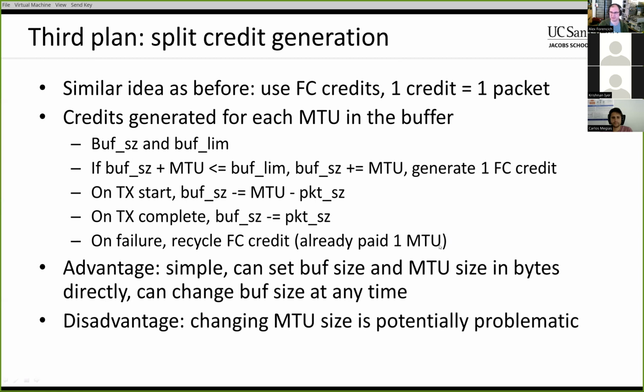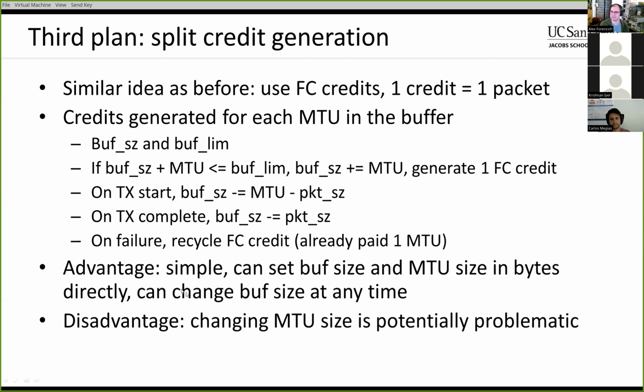If you have a credit, okay, then you can send a packet. But these credits can accumulate. So we can run this process until we've run out of available buffer space, and then we have a bunch of flow control credits that we can spend. And then as packets complete, we can free up MTU minus packet size. If we're sending a bunch of small packets, this will add up to an MTU after a couple of packets, and then we can generate another flow control credit and send another packet.